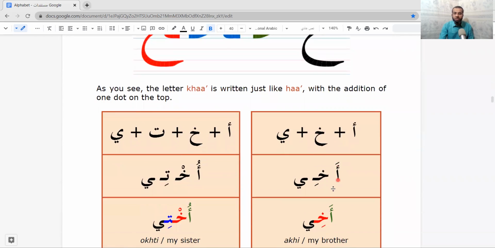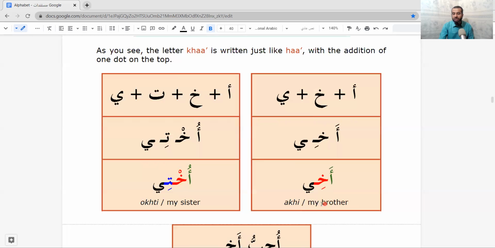Now let's read this word, which means my brother. Now you understand that my means ye at the end. Ye, like ismi, my name, abi, my father, ummi, my mother, bayti, my house, if you remember that. What about this? It's alif, kha, and ya. Akhi, my brother.